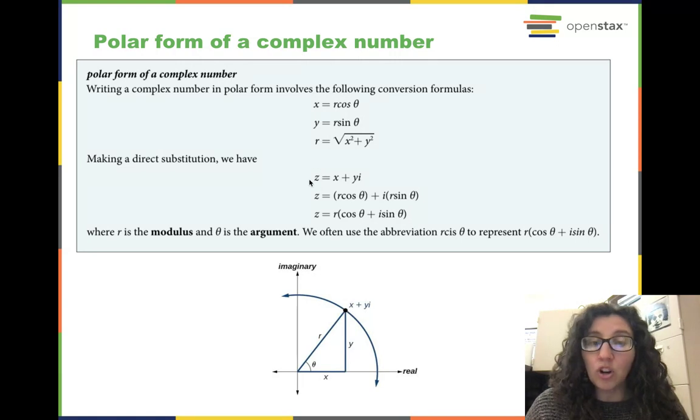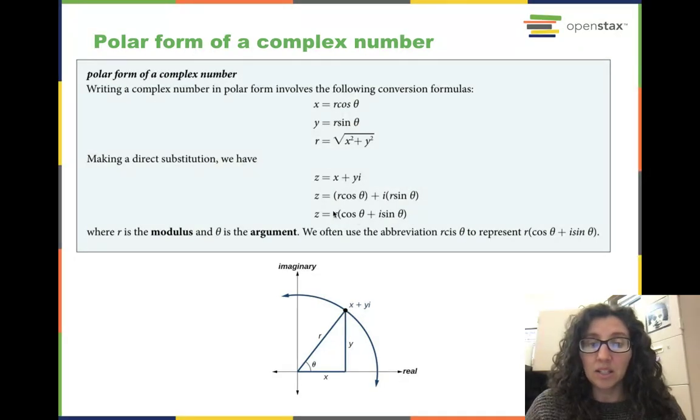If this is our complex number, z equals x plus yi, then we have z equals r cosine theta, replacing x with that, plus i times r sine of theta. This is our x value and this is our y value. And we could factor the r out to get r times cosine of theta plus i sine of theta, okay?